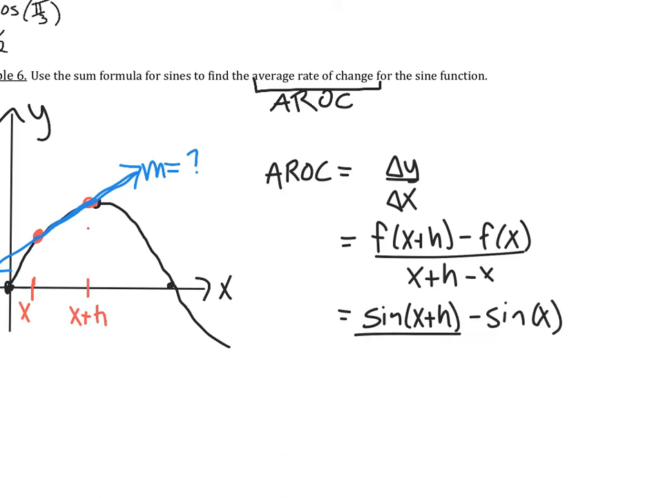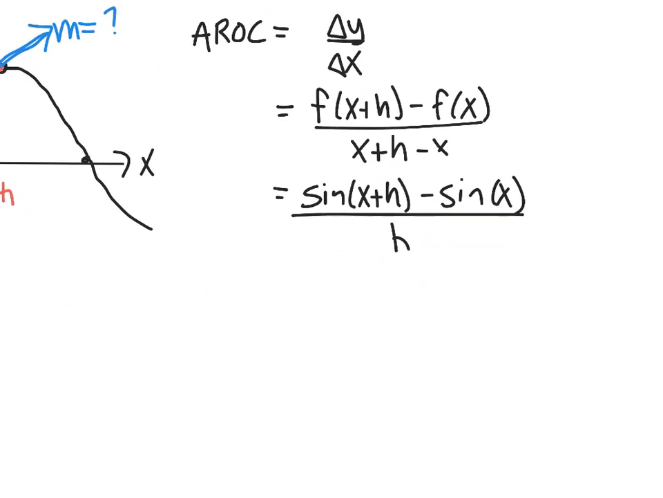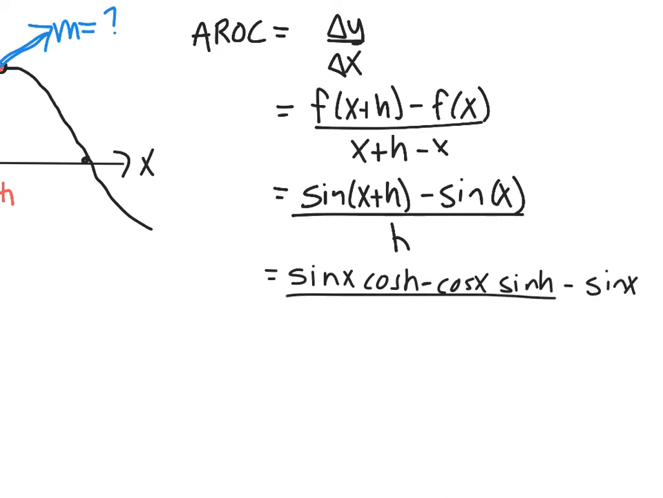And where we can use our sum and difference formula is on that sine of x plus h part. So sine x cosine h plus cosine x sine h, minus sine of x, and we're going to put a negative sign between those terms, all over h. And that's really all we can do. Later, when you go into calculus, you'll talk about limits and you'll let that h value get really small, but really this is all we can do.